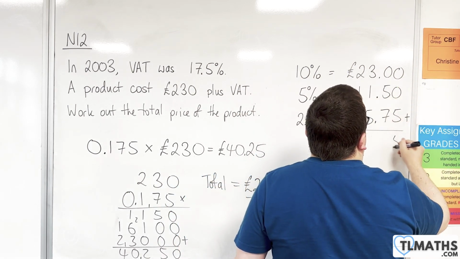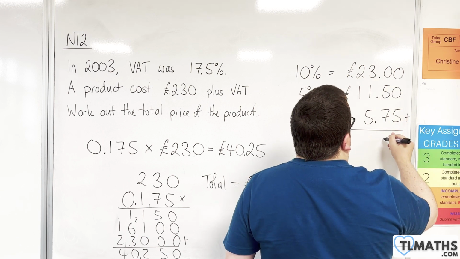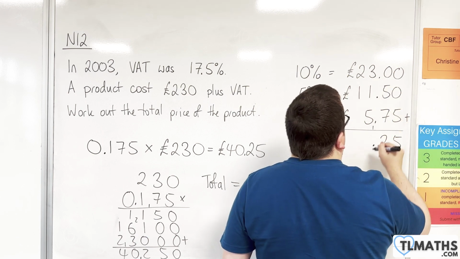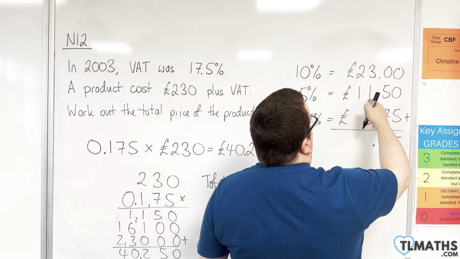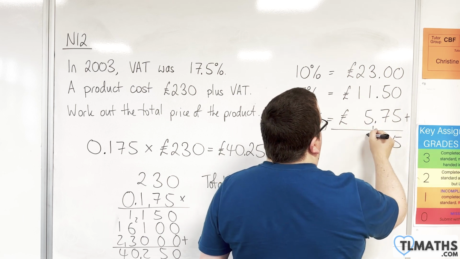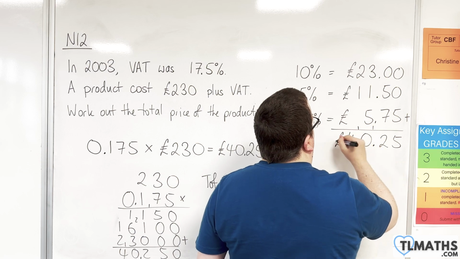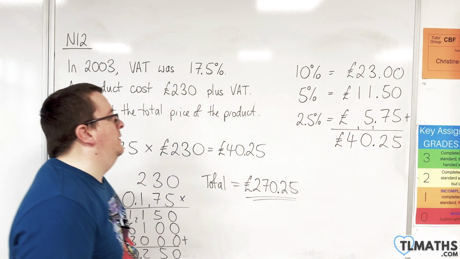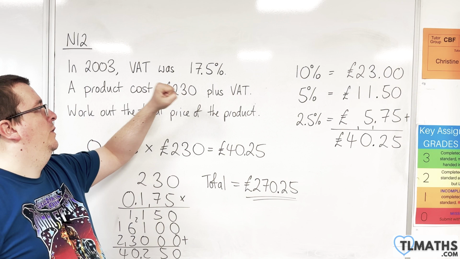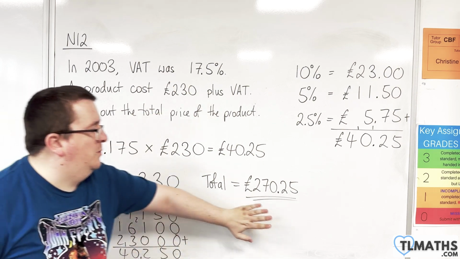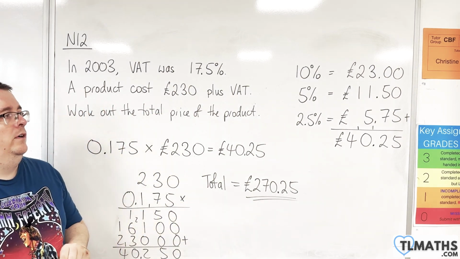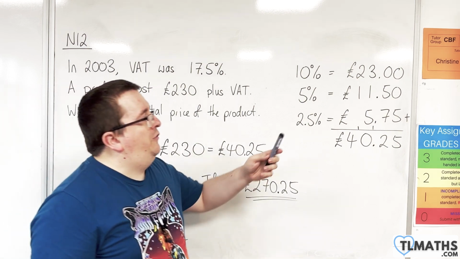So we're going to get 5. Then 5 plus 7 is 12, bring down the decimal point. 3 plus 1 is 4, plus the 5 is 9, plus the 1 is 10. And then 2 plus 1 is 4. So £40 and 25 pence. And then I've got to add that on to the 230 to make the £270.25.